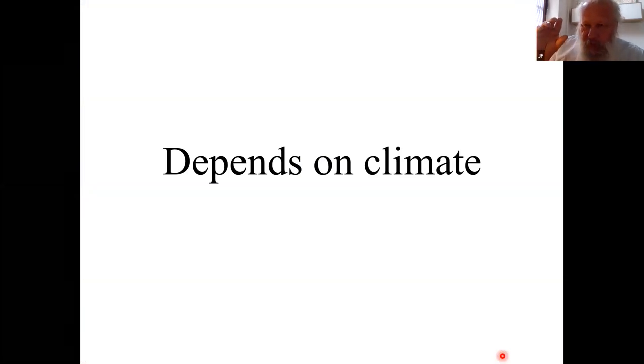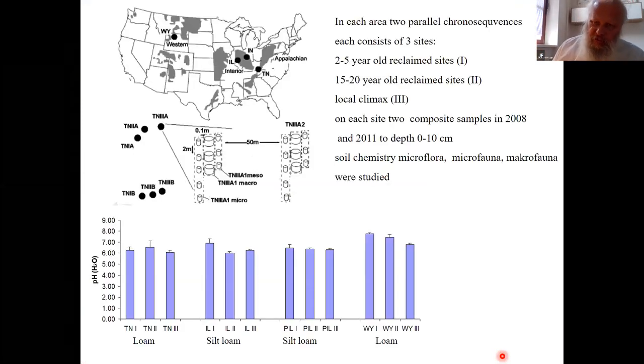Certainly, this advantage of leveling and heaping overburden depends on climate. So I will show that in the case study we did across the United States. We have this study, when we studied soil development across the United States, with sites in Tennessee, Indiana, Illinois, and Wyoming, which actually generate a very nice rainfall and climatic gradient from quite wet and relatively warm Tennessee to colder but much drier Wyoming. And when we see pH, we see most of the sites have quite close to neutral pH. Yeah?